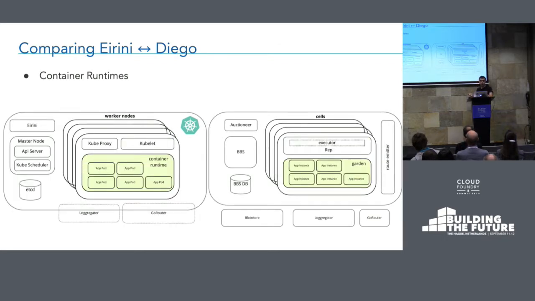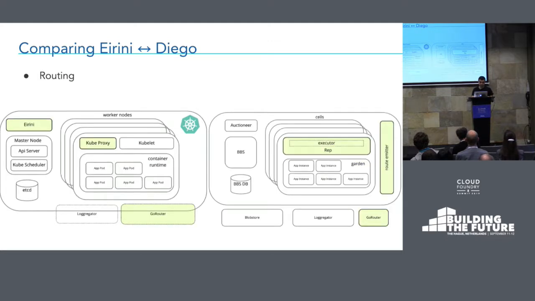Then we have the container runtime in both architectures, right? For Kubernetes, the container runtime is actually pluggable. You can have containerd, you can have Docker daemon, you can have Rocket, you can have CRI-O. But for Cloud Foundry, it's Garden. And Garden is basically an API to runC, which is in charge of running application instances. And it's not as pluggable, as flexible the way it is with Kubernetes.